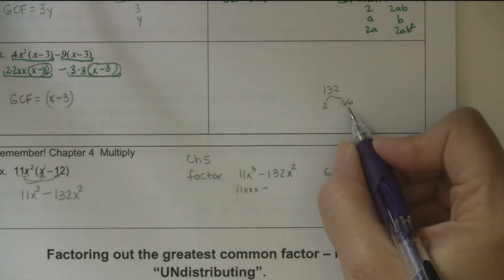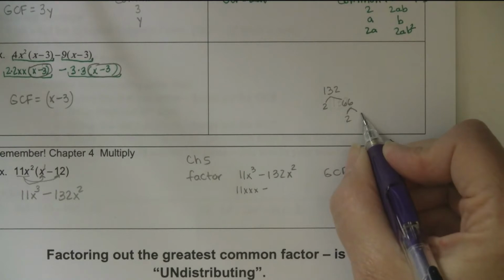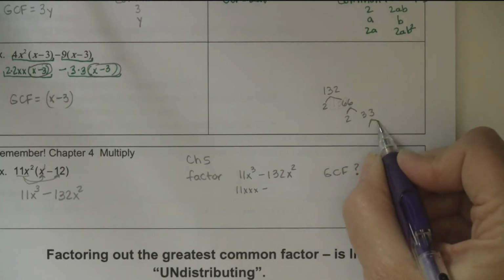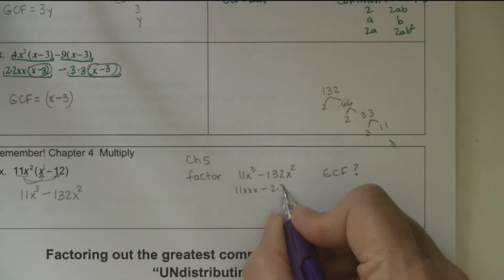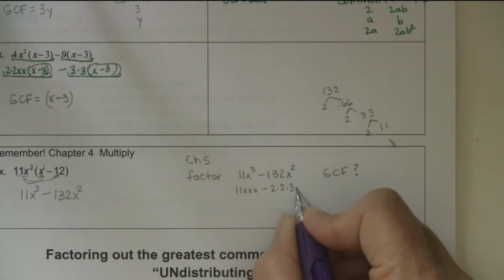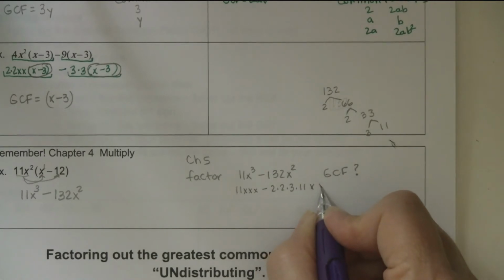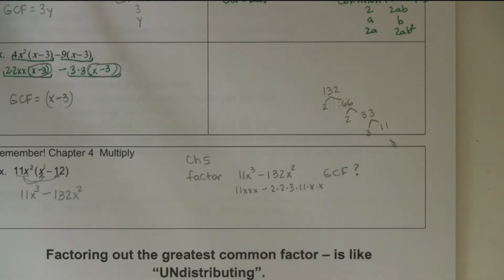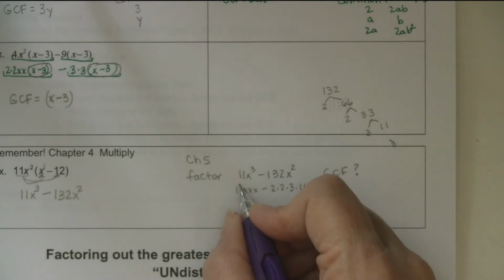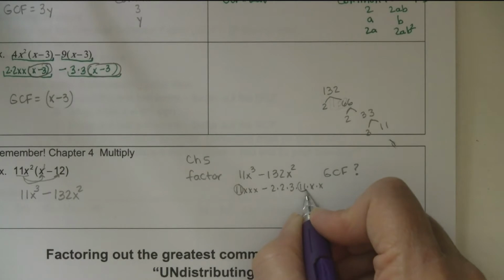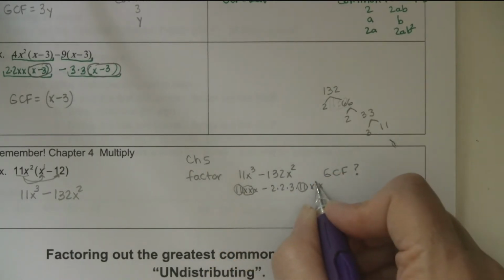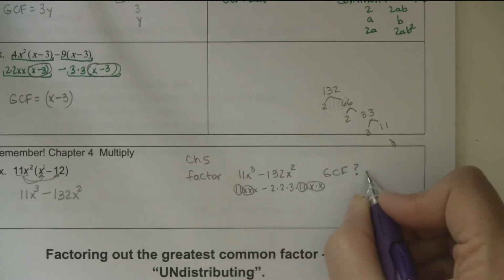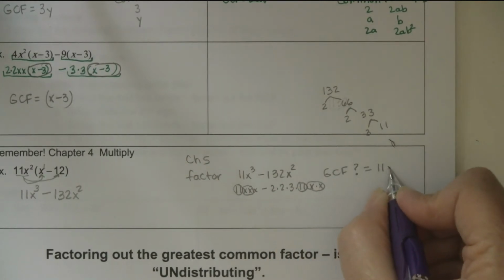Yep. And then this is, so I'm getting crazy, 2 times 33, right? And that's 3 times 11. So this is 2 times 2 times 3 times 11 times x, right? So that I can circle what they have in common. And we already knew because we multiplied this. They have 11 in common, and they have x to the second. They have 2 x's in common. So the greatest common factor is 11x to the second.